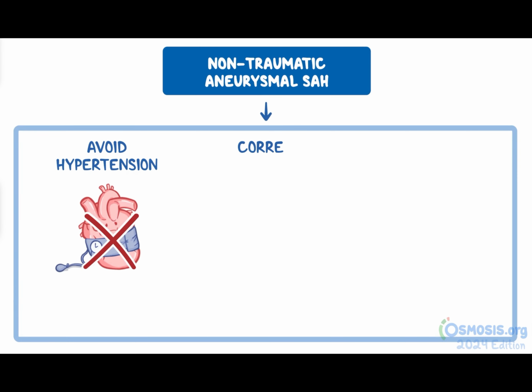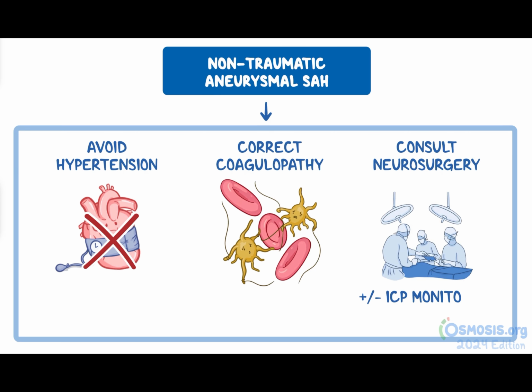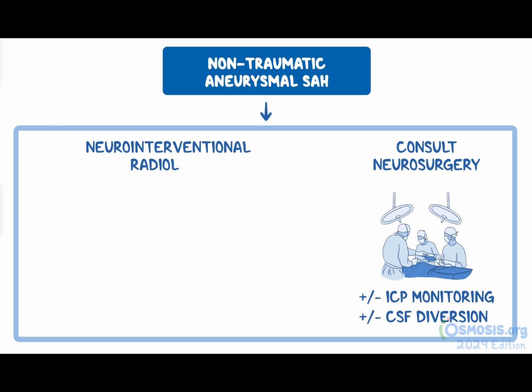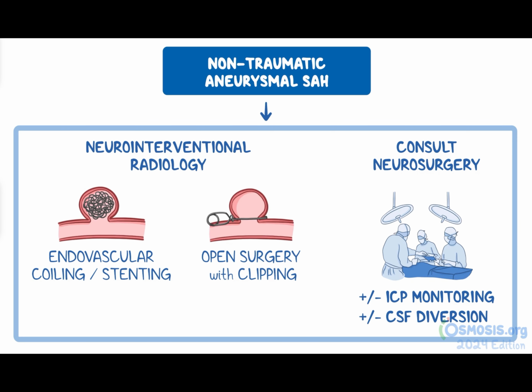Again, the management is based on preventing rebleeding by avoiding hypertension and correcting any coagulopathy. Next, consult your neurosurgery colleagues to consider ICP monitoring or CSF diversion. They will also determine, with neurointerventional radiology, how to secure the aneurysm, which can be done via endovascular coiling or stenting, or open surgery with clipping.